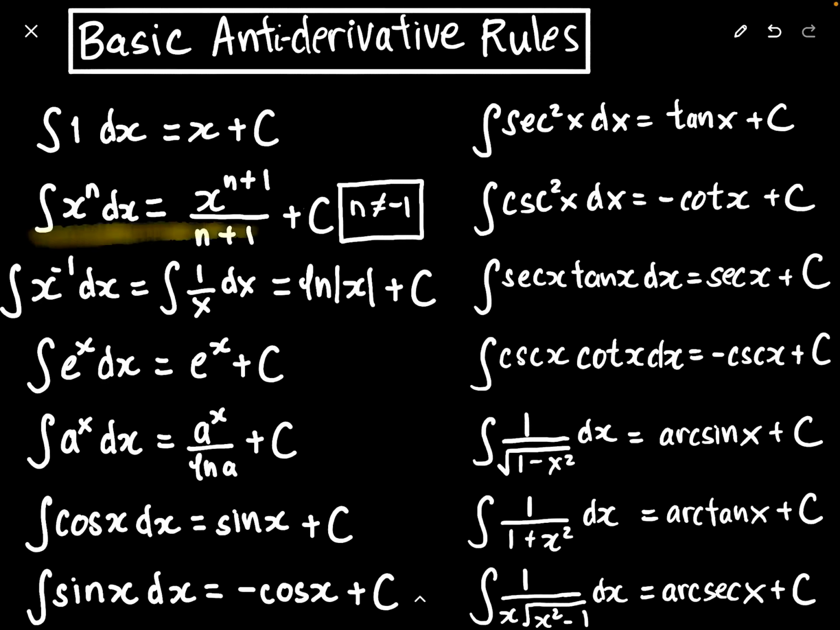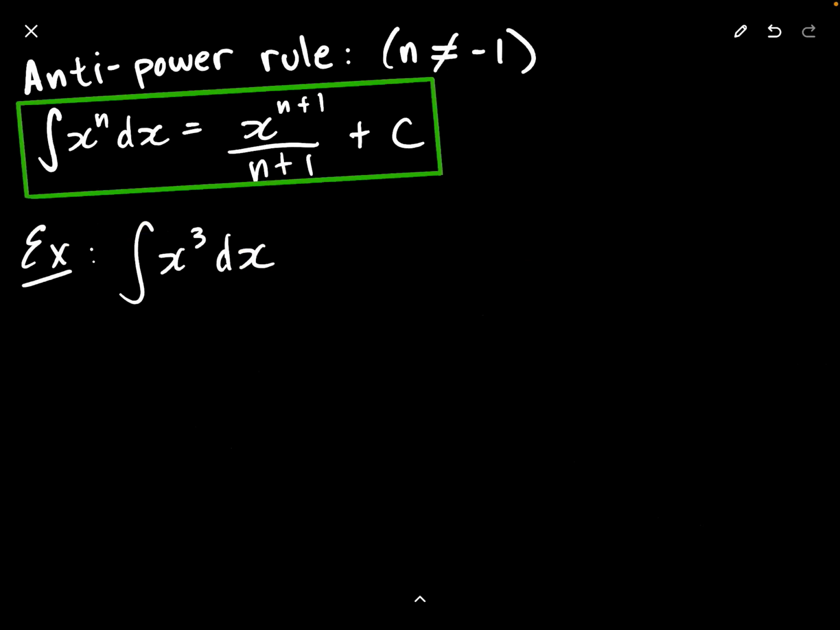The antiderivative of x to the n with respect to x is equal to x to the n plus 1 over n plus 1, plus c. So you add 1 to the power n and then divide by that number. Here's an example for using the anti-power rule. Here we have x cubed. The power is not equal to minus 1, so we want to take the antiderivative. We will add 1 to 3, so x to the 4, and then we will divide by 4. So the antiderivative of x cubed is x to the 4 over 4 plus c.